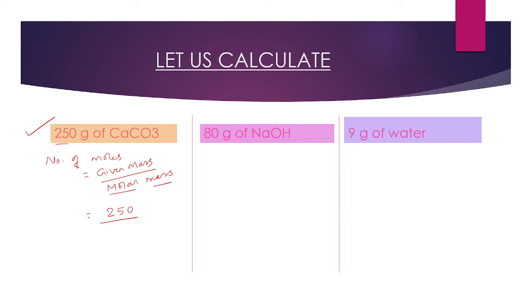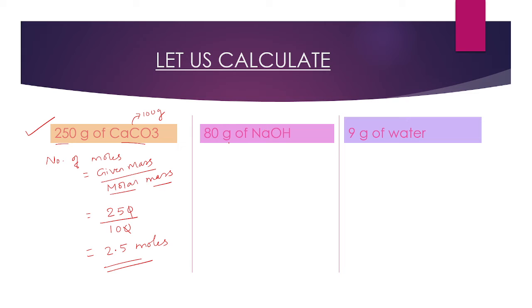So molar mass means the mass of one mole. Calcium carbonate, we have already seen earlier, was 100 grams. So you divide it by 100. So how much will you get? 2.5 moles. So this is the number of moles of 250 grams of calcium carbonate.